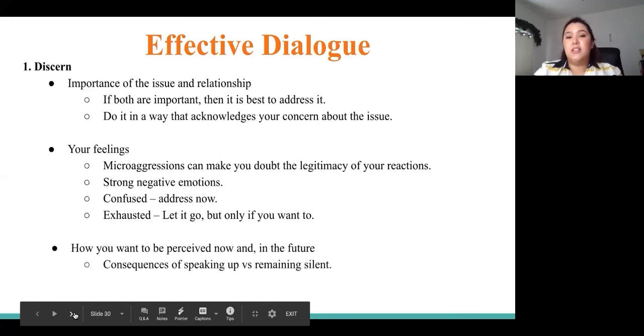And the last thing to consider, which I know as students who are presenting this, you have definitely dealt with, is how you want to be perceived now and in the future. Just acknowledging the consequences of both speaking up versus remaining silent.